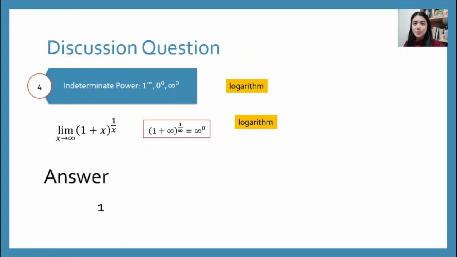Now, when you look at these discussion questions, you have the limit x approaches infinity of 1 plus x power of 1 over x. So in this case, you substitute the infinity into here, so you have a form of 1 plus infinity power of 1 over infinity. So 1 plus infinity gives you infinity, 1 over infinity is actually 0, so you have infinity power of 0, that is this form. So that is how you're going to apply the logarithm technique. So I want you to try this question on your own and see whether you can get the answer that is equal to 1 or not. You try it yourself.